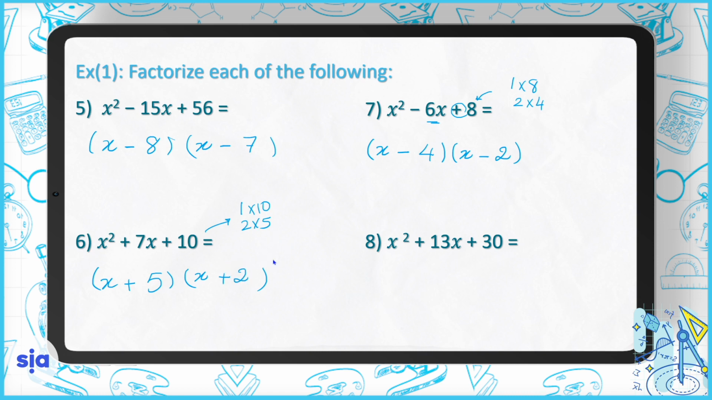Question 8. Same idea. Here are the two brackets, x and x. Excellent, plus and plus. I can hear you from here. And then the 30 is 3 times 10, because I want two numbers. Their sum is 13. We write the bigger number first.